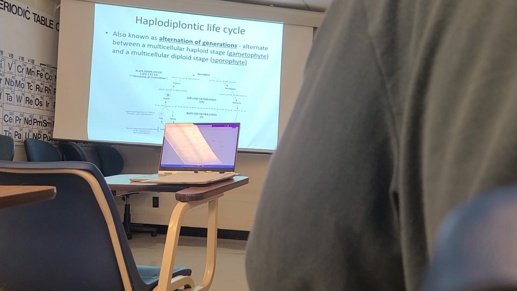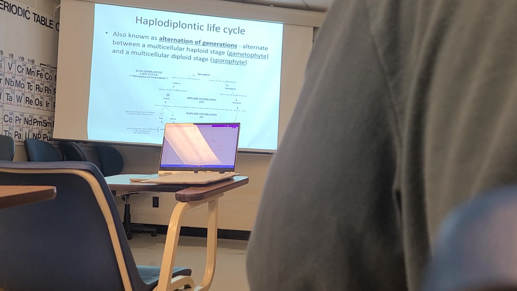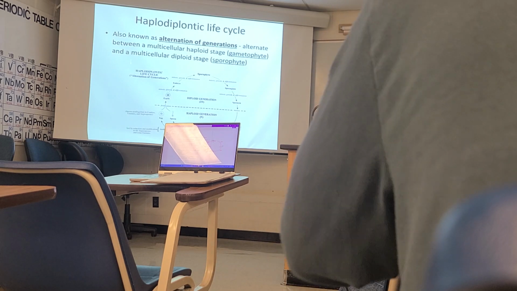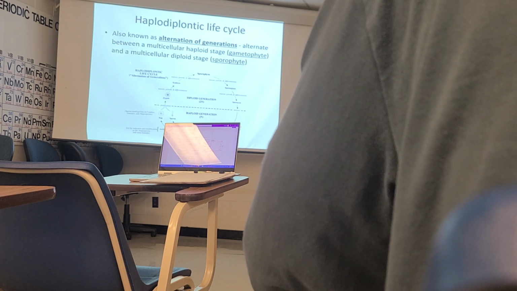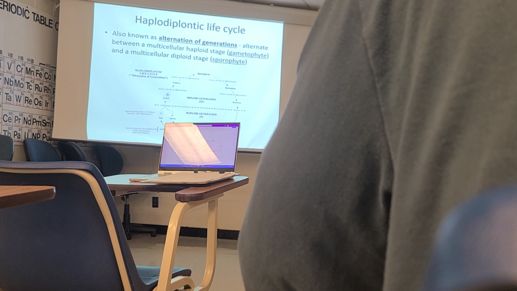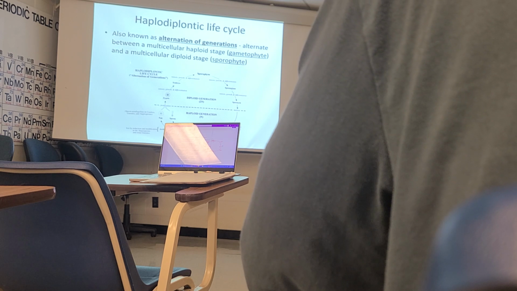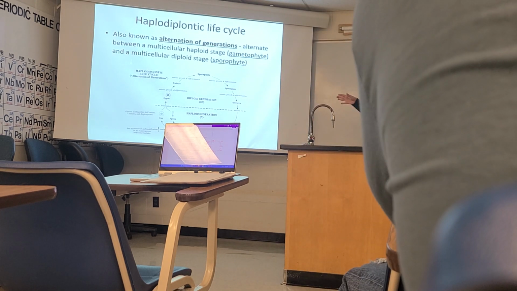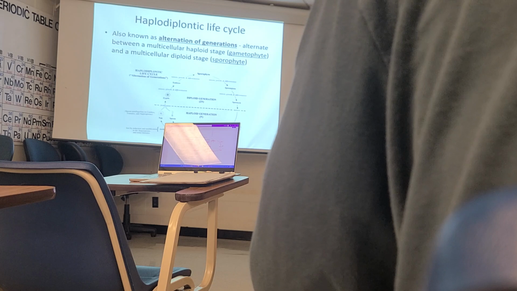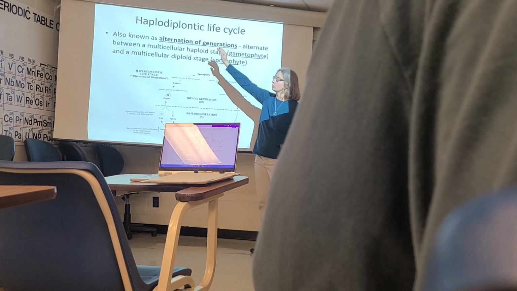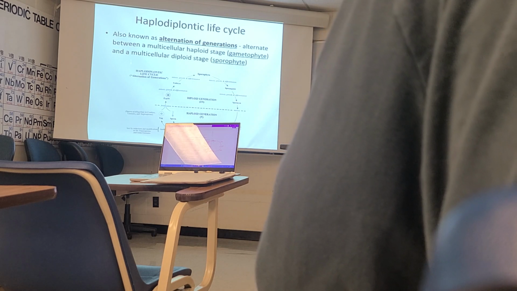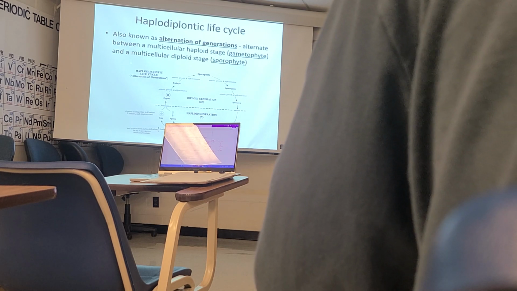Now, this alternation of generations life cycle that land plants have is also sometimes called the haplodiplontic life cycle. The one I gave you before was the haplontic life cycle because the adult phase was a multicellular haploid stage. That was what they spent most of their time as, and they only had a unicellular diploid stage, that was it. But this one has two multicellular stages that they alternate between. One of them is haploid and one of them is diploid, so hence the haplodiplontic life cycle to indicate that we've got two multicellular stages.